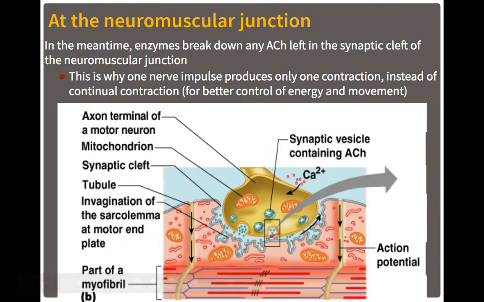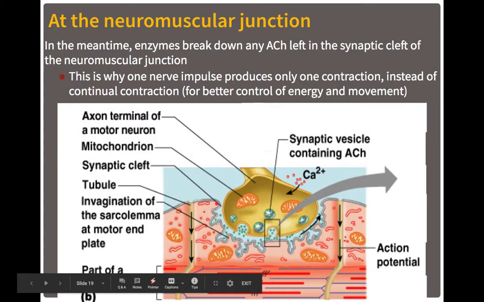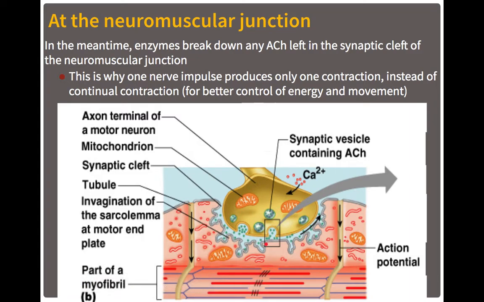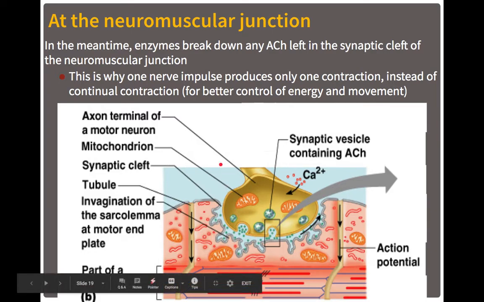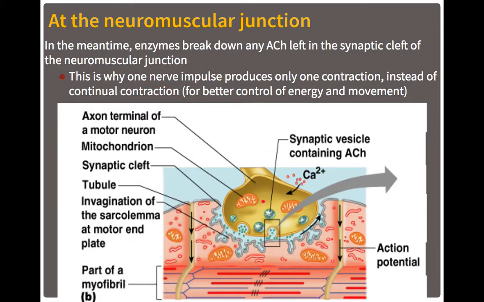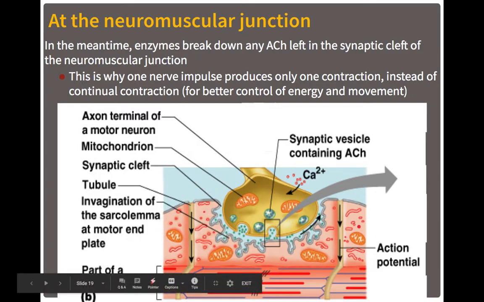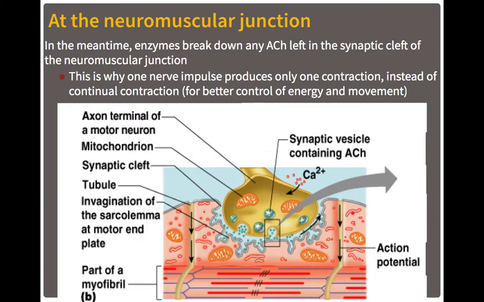Here's why. If you let acetylcholine molecules just linger at the neuromuscular junction, then they could continue to bind to receptor proteins on the other side, which means they could continue to trigger muscle contractions one after another, even if you didn't intend for that to happen. And so those are muscle spasms. That's where you do not have full control over your muscle contraction. So that is why one nerve impulse, only one action potential traveling down the nerve, will produce only one muscle contraction instead of continual contraction. So that allows your brain to better control your energy and your movement.